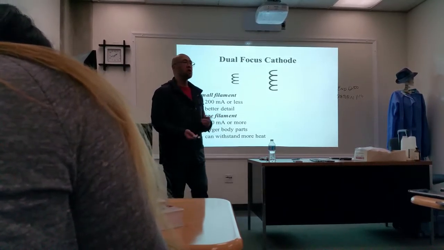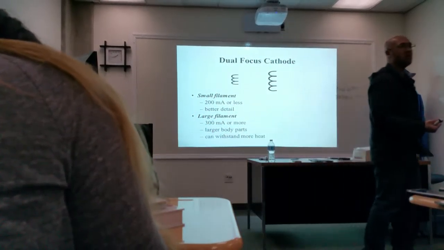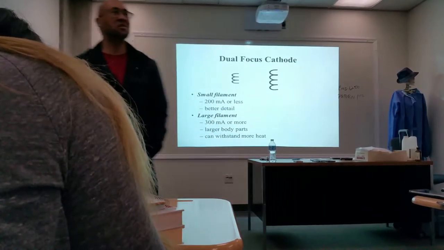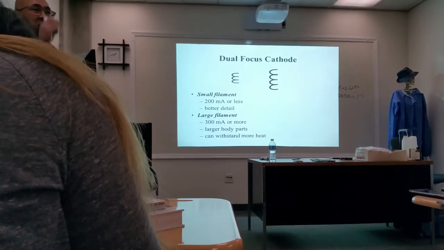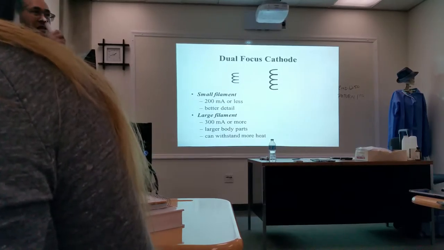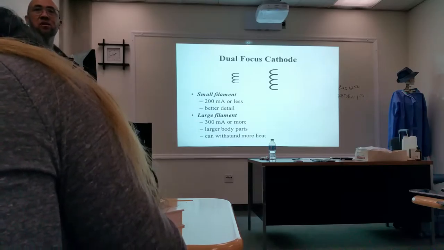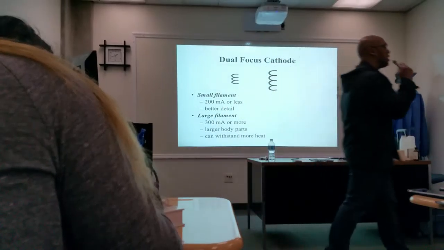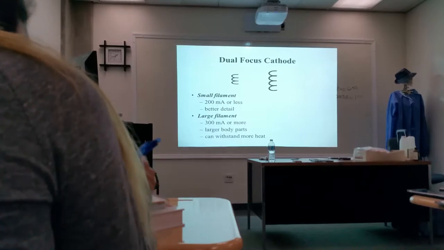We need the small filament for smaller body parts, for example, bones. If you ever look at the anatomy of the bone, it's not solid. The surfaces are not smooth. There's a lot of detail to them, right? There's lines, little potholes, little crevices, little dimples. There's a lot going on with bony anatomy. You guys agree? So we need to use one of those two to give us a great detailed image.